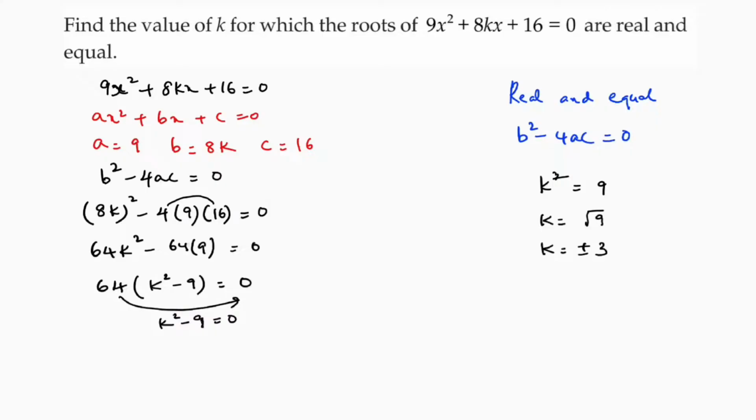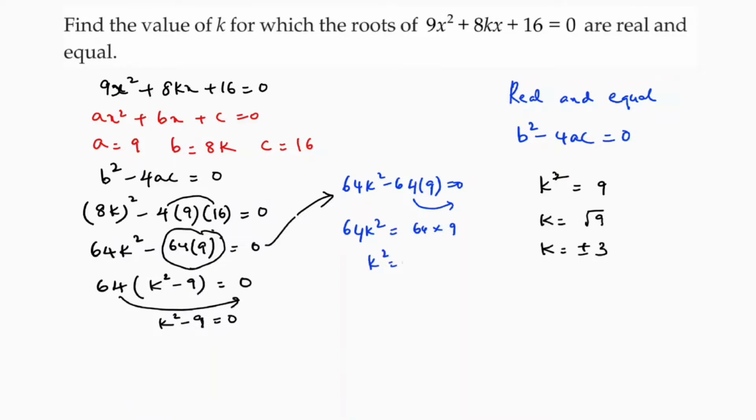The other way, if you want, you can multiply. Otherwise you can do it another method: directly after this step, the answer is plus or minus 3. But after this step if you want, you can write 64k square minus 64 times 9 equals 0. This term you can send to the right side. 64k square equals 64 into 9. k square equals 64 times 9 by 64. 64 cancel. So k square equals 9. So k equals root 9, which is nothing but plus or minus 3.